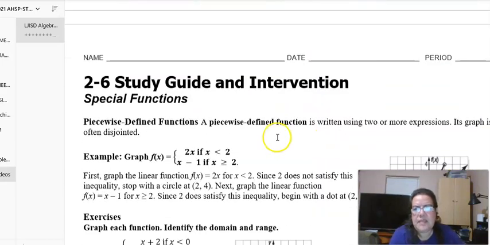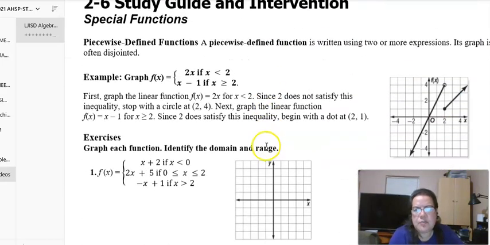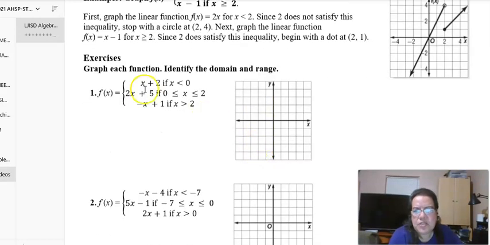So in the study guide and intervention, you're going to have some practice problems, and it's just asking you to graph. We've done some of those in the examples, and you've seen some in the notes. So please go ahead and create a little table or practice y equals x plus 2, if your x is going to be less than 0. So -1, -2, -3, you follow this rule right here.